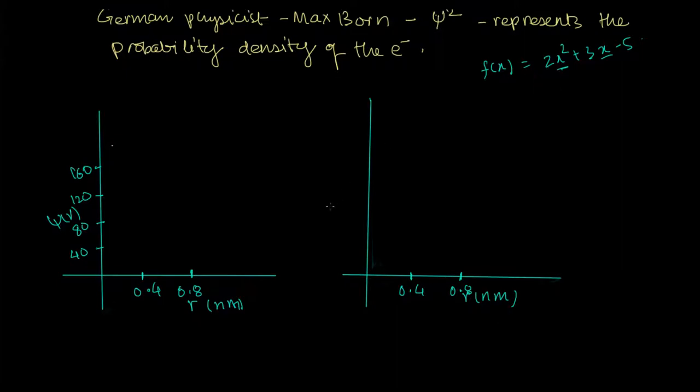Similarly, here it takes some value for r. This is for 1s, and we'll also be drawing it for 2s. 1s has only one orientation, right? That means a given r will be able to define it. So that's why it is psi versus r.